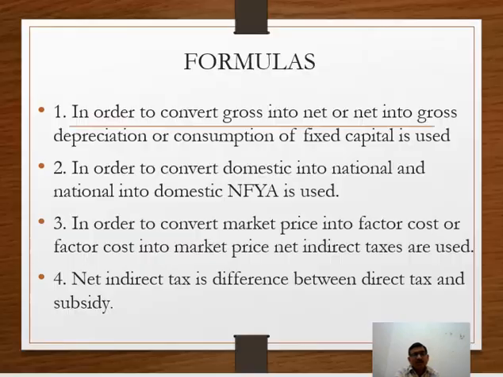Now, basic formulas to find out national income. Basically, you should learn only three things. First thing is gross and net. Gross and net are two different concepts, and the difference between the two is depreciation or consumption of fixed capital. Gross is a wider term, net is a narrow term. In order to find the net from the gross, depreciation is deducted from gross and we find net.